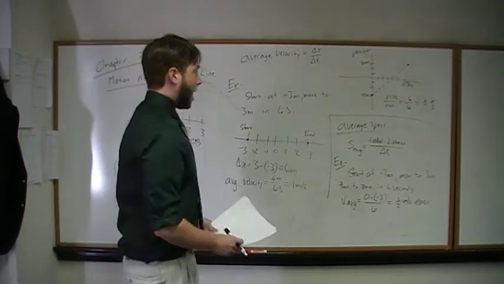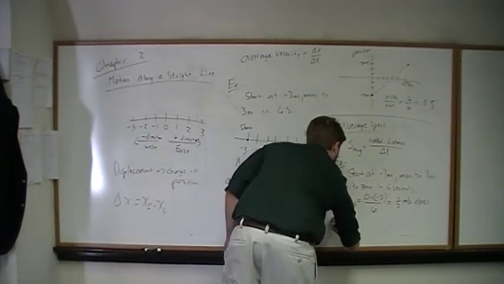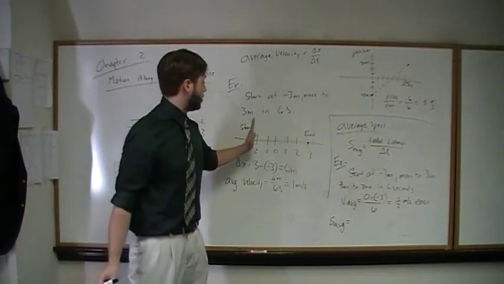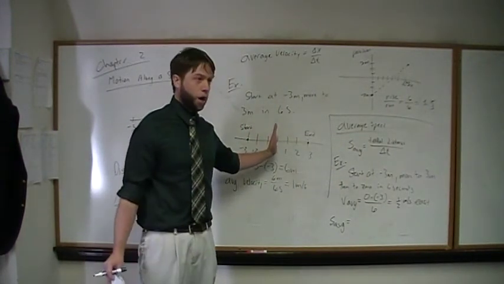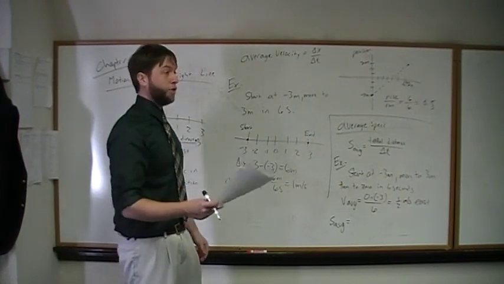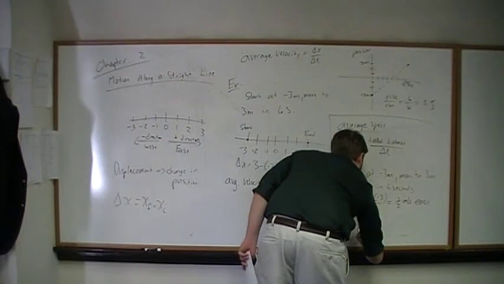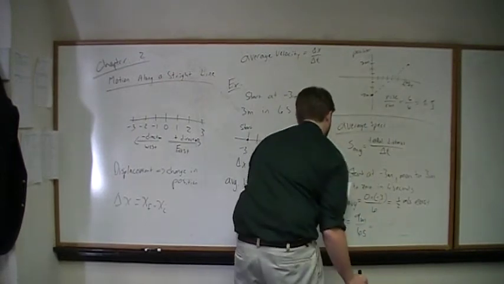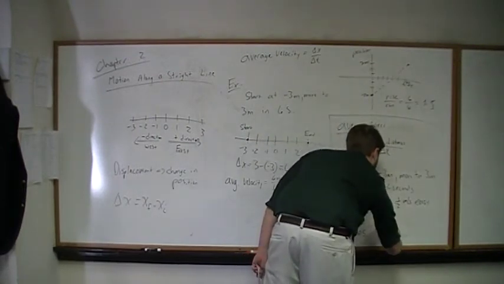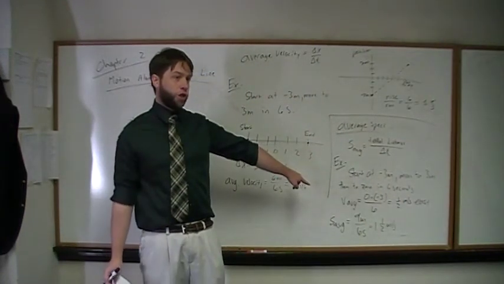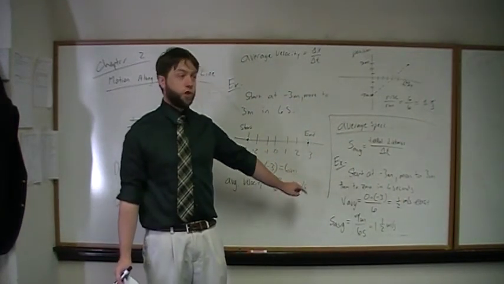Now my average speed, and I'm sorry I'm going so low here, I apologize. I went from -3 to 3 and then to 0. So my total distance traveled is going to be 9. So 9 meters divided by 6 seconds. So that's equal to 1 1/2 meter per second. And we do not need to include a direction on the average speed.